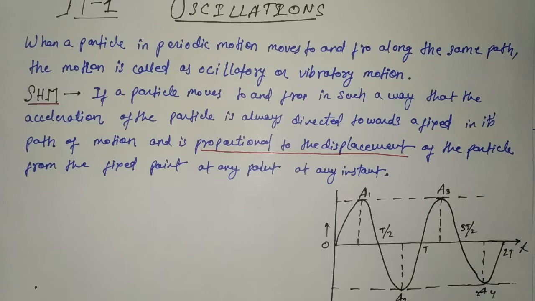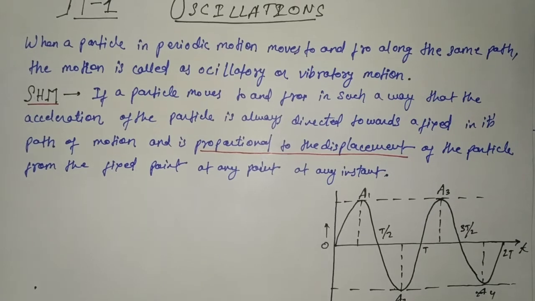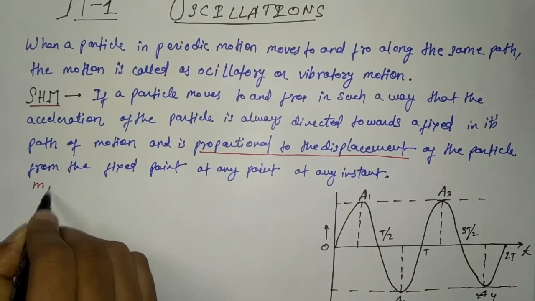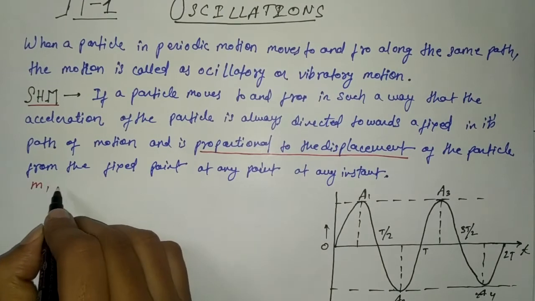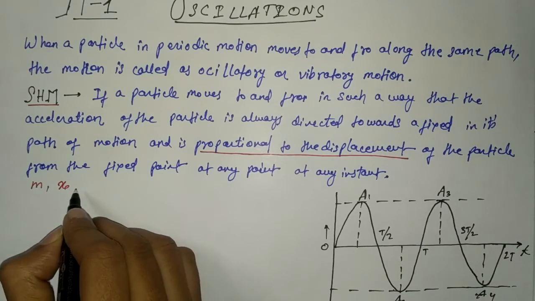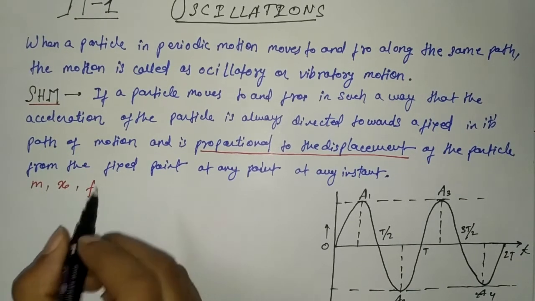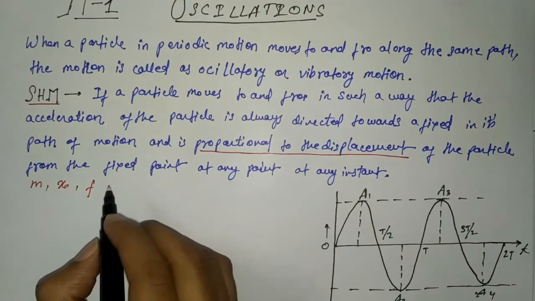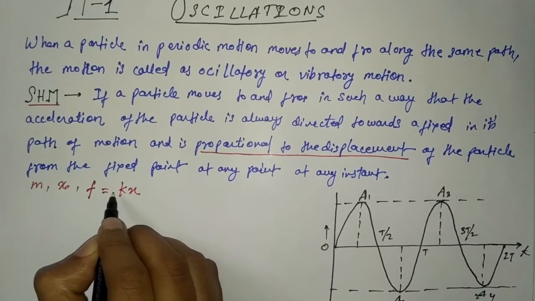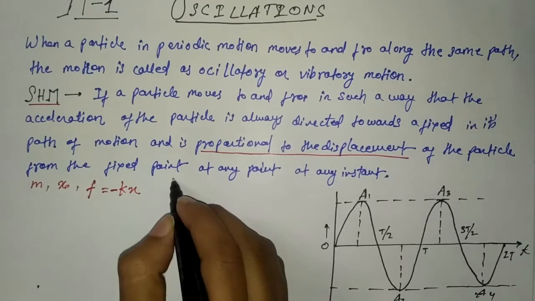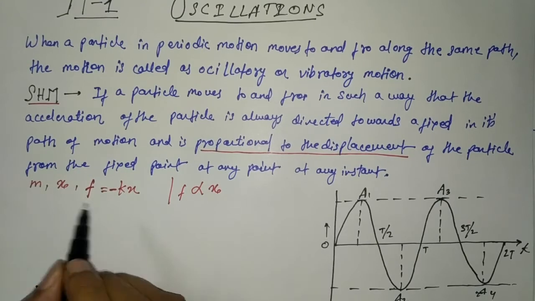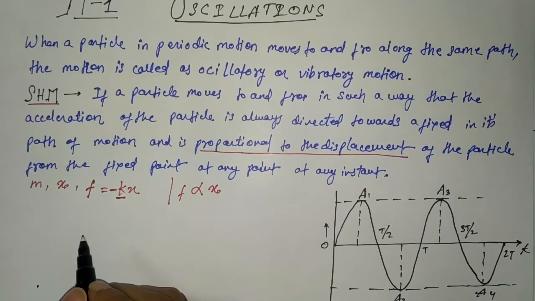Now let us relate it mathematically. If a particle of mass m executes SHM, and x is its displacement from the equilibrium position, then if we consider f as the acceleration, from the definition we can relate it as f equal to minus kx, since f is proportional to x. Here k is the proportionality constant.